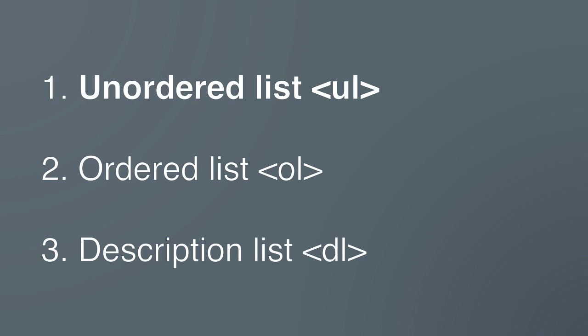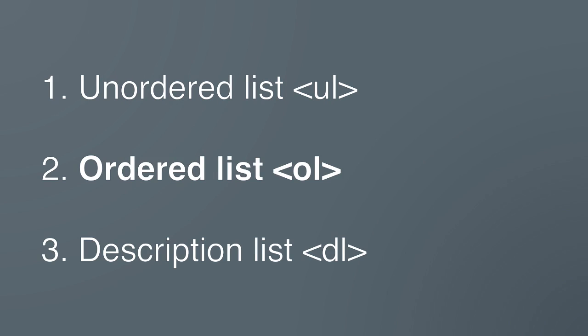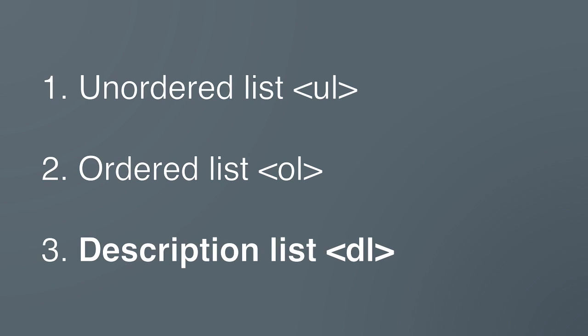That's going to bring this lesson to a close. To review, we can use an unordered list when the ordering doesn't matter. We can use an ordered list when the ordering does matter. And we can use a description list when we're describing something.